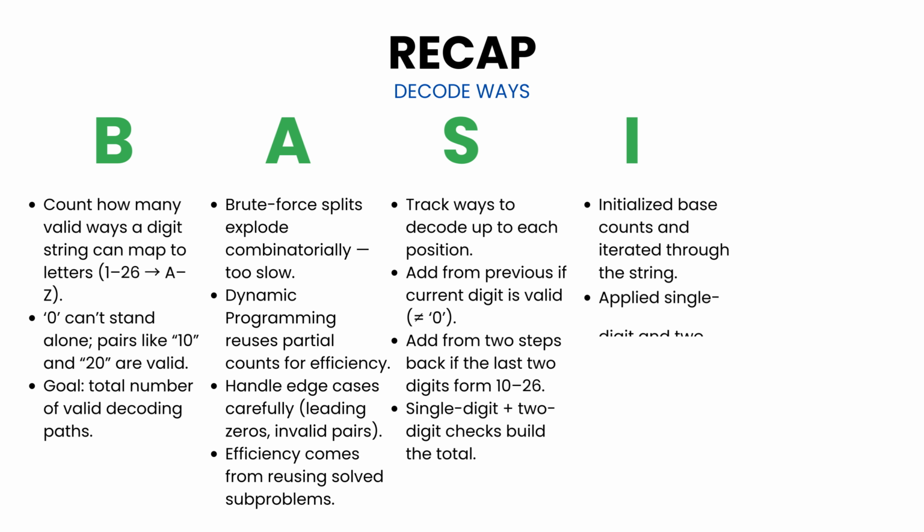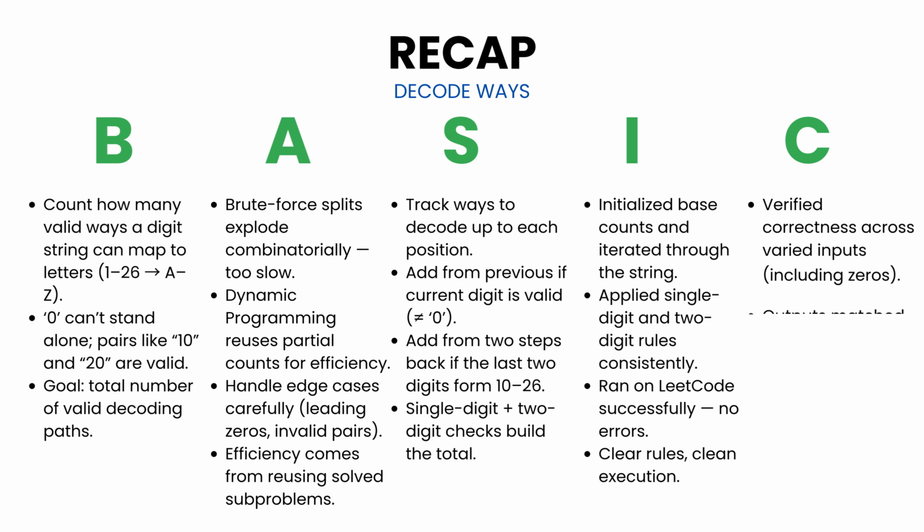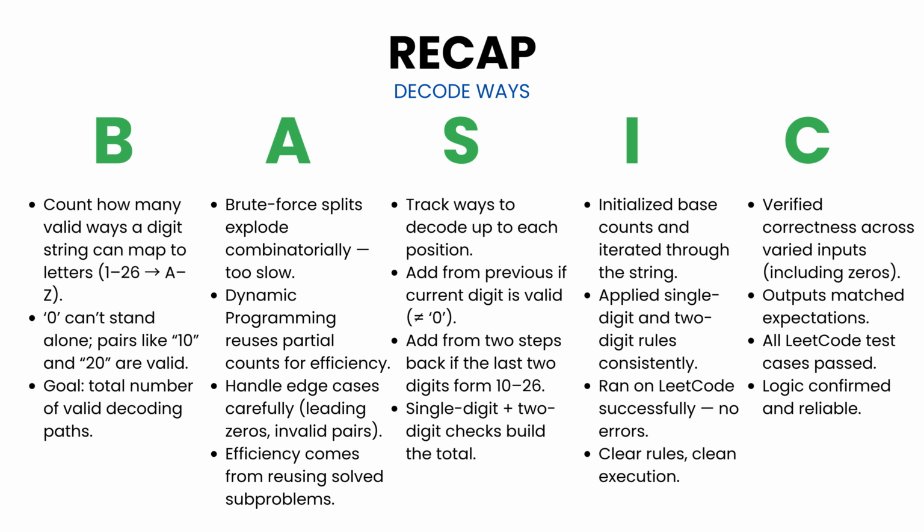Implement recap. We implemented this logic in Python and ran it on LeetCode without any errors. The DP solution worked efficiently in O(n) time and space, and we even noted that it could be optimized to O(1) by using just 2 variables. Check recap. After running our test cases, the output matched perfectly with expectations. The DP table captured every valid decoding path, confirming that the logic worked for both regular digits and tricky zero cases.